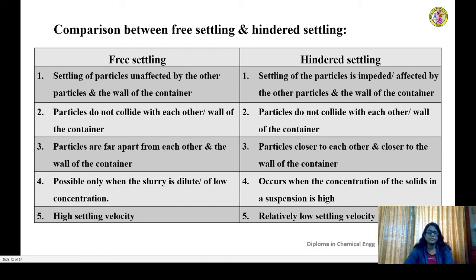So this affects the settling velocity in the two settling mechanisms, as I previously told you. In free settling, the settling velocity is high compared to that in hindered settling, where you observe that the particles settle with a lower velocity.